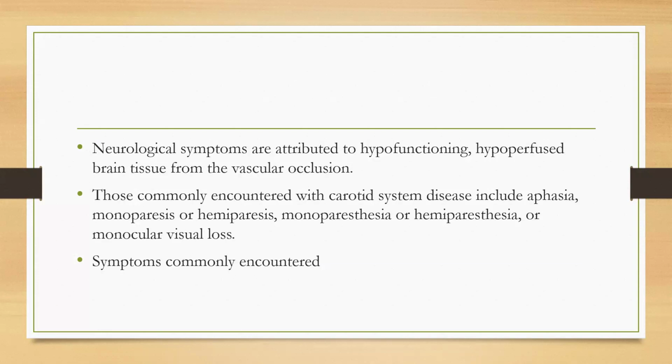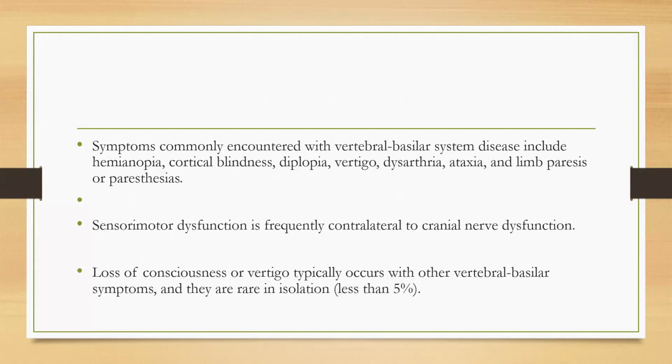Symptoms commonly encountered with vertebrobasilar disease include hemianopia, cortical blindness, diplopia, vertigo, dysarthria, ataxia, limb paralysis, or paresthesia. Sensory motor dysfunction is frequently contralateral to cranial nerve dysfunction.